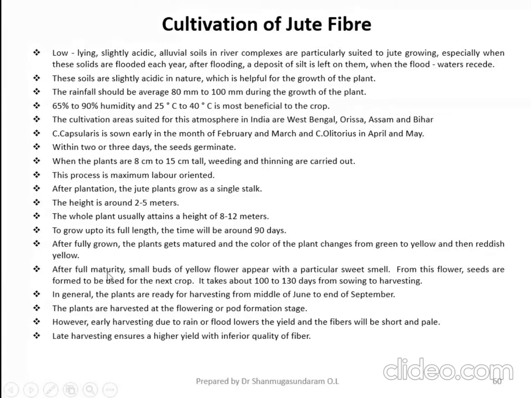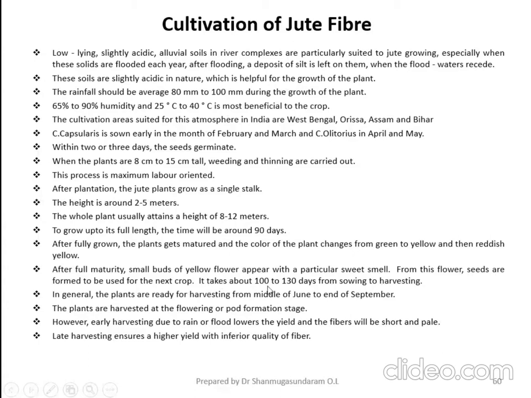After full maturity, small buds of yellow flower appear with a particular sweet smell. This also indicates the fiber attains its full maturity. A small bud of yellow flower will appear and you will get a sweet smell coming from the flower. Again it shows the jute fiber attains its maturity. From this flower, seeds are formed to be used for the next crop.